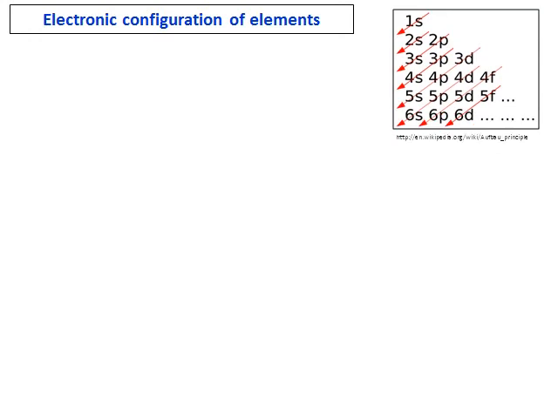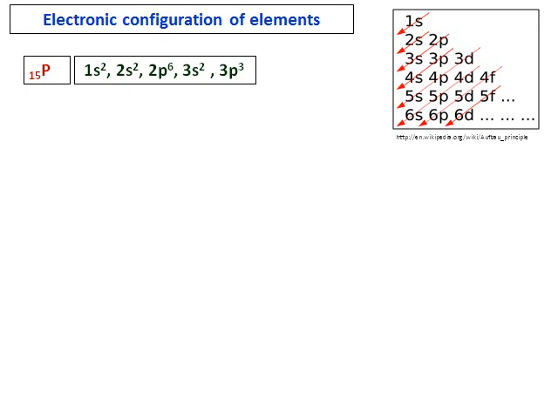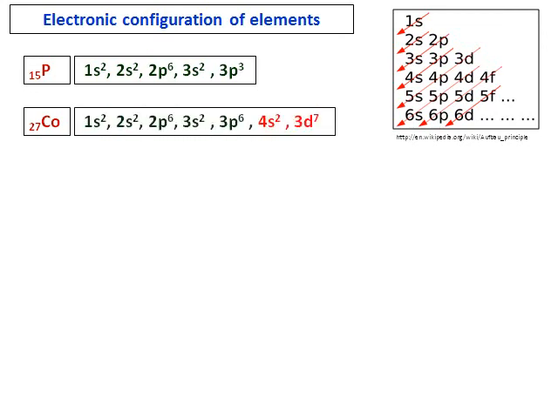Now let's use the rules and do the electronic configuration for some elements. For your reference, the Aufbau principle diagram is also given on the right hand side. The electronic configuration of phosphorus 15, it has 15 electrons. So use the energy level and then fill in the electronic configuration. The same thing for cobalt also, and you notice that 4s gets filled in before 3d.